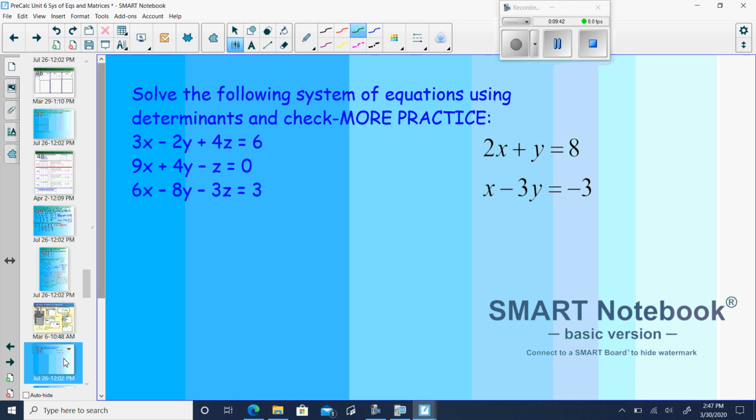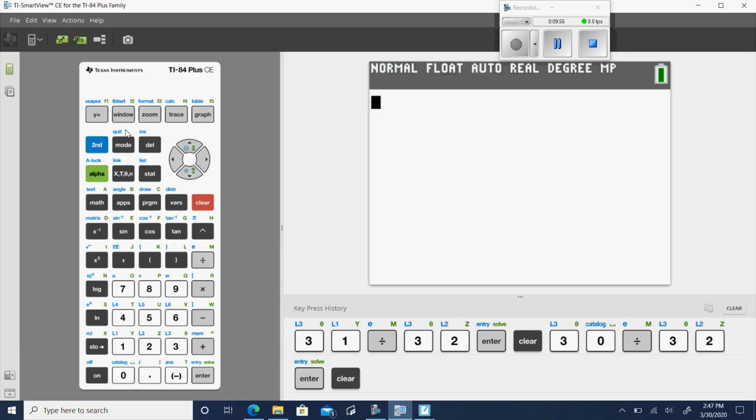So let's see. Solve the following system and check, more practice. So let's go ahead and see what happens. Let's go ahead and do the calculator for this. I know it says using determinants, but we already did that once. I want you to see what the calculator looks like live. Okay.